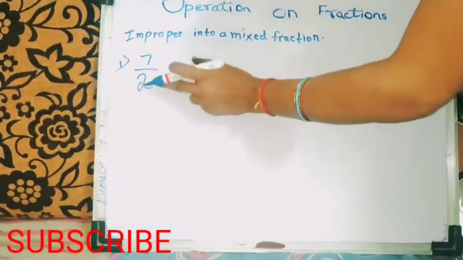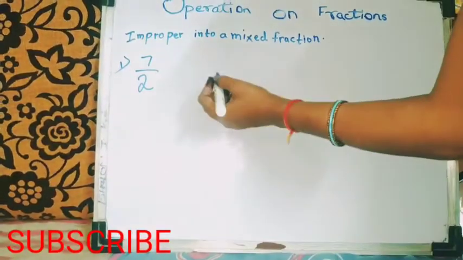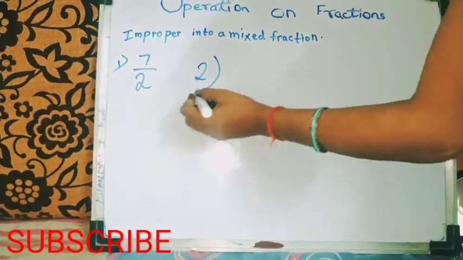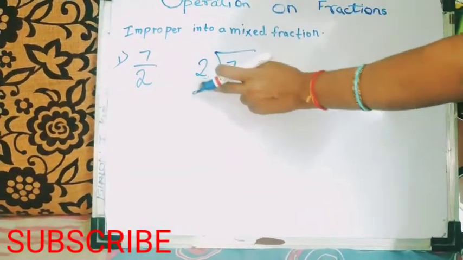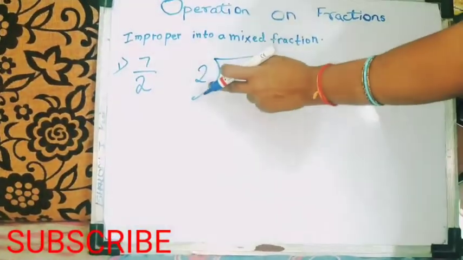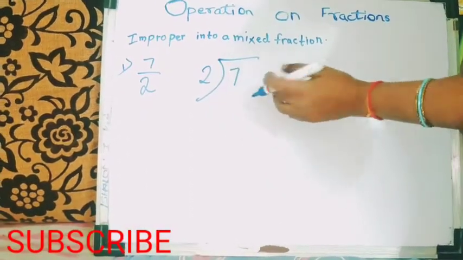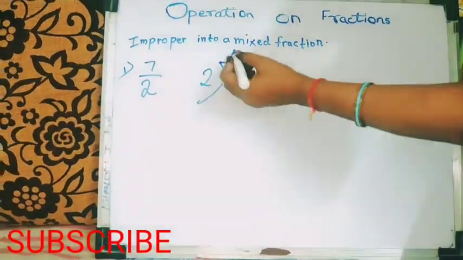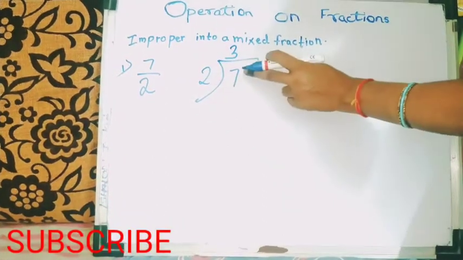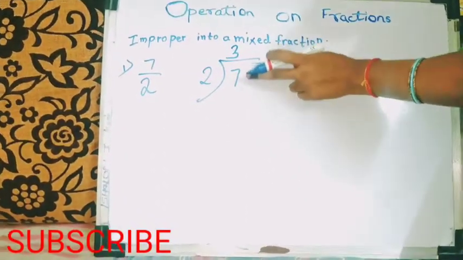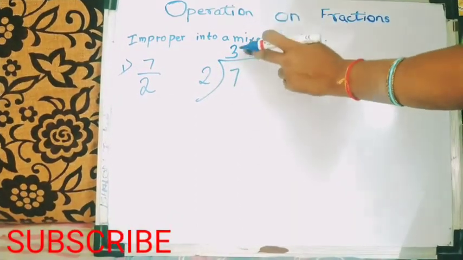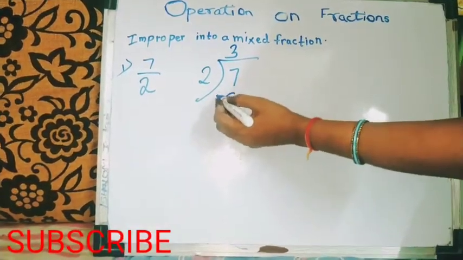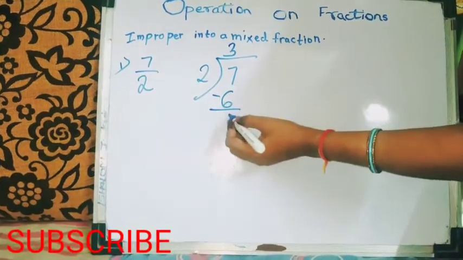At first divide 7 by 2. Look here, 2 and 7. Say the table of 2. 2 1s are 2, 2 2s are 4, 2 3s are 6. Yes, 2 3s are 6 and 2 4s are 8. 8 is greater than 7. It means here write only 2 3s are 6. Subtract 7 minus 6, 1.